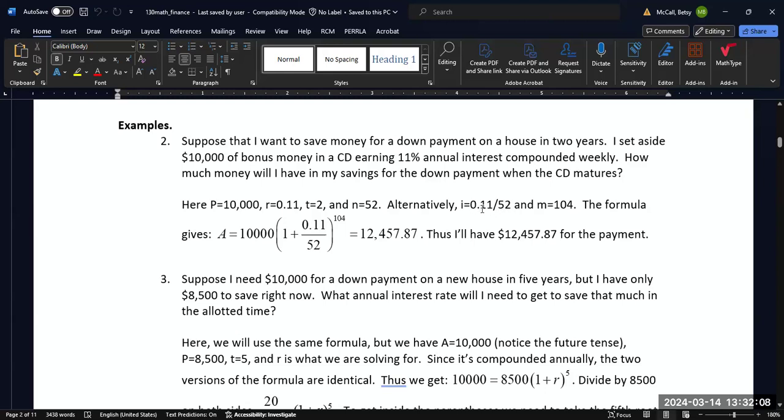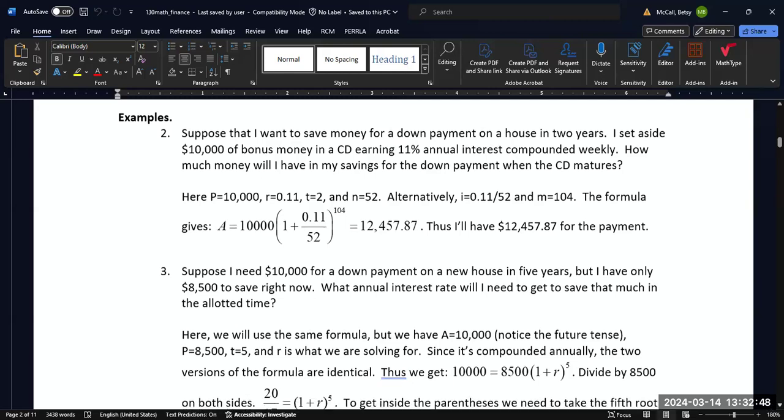Again, I would be the interest per period, which would be the annual rate divided by 52, and M would be 52 times 2, which would be 104. And so when we put all of that together into our formula, this is what we get. And if you plug that into your calculator, then you're going to get $12,457.87. If you want to calculate the interest on this, how much interest was earned in that time period, you would take this balance and subtract the original principal in order to calculate the interest earned.